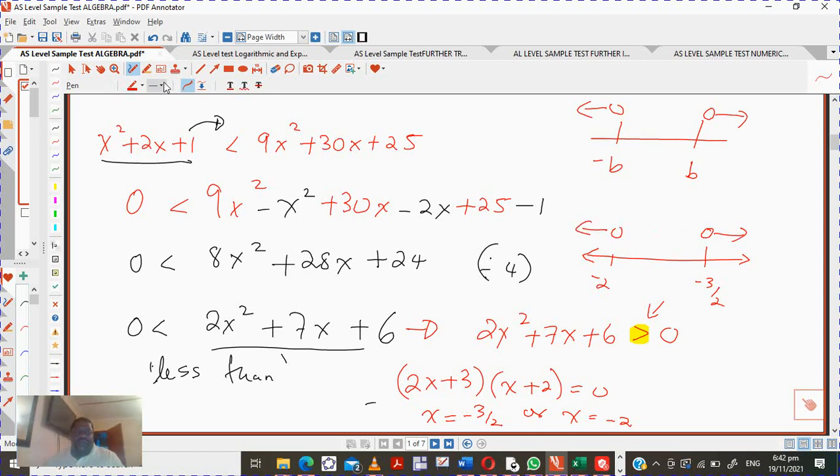So one of the solutions then would be, if I just write it here so that you can see exactly, one of our solutions would be x is less than minus 2, because it goes in this direction, or x is greater than minus 3 over 2. So this would be our way of solving that particular question.